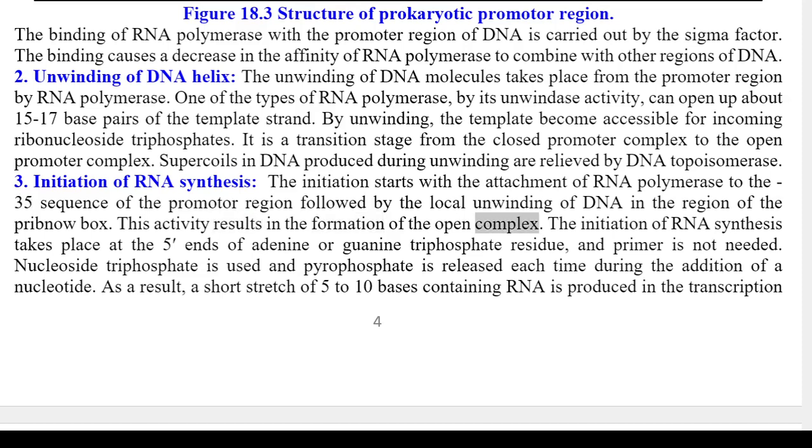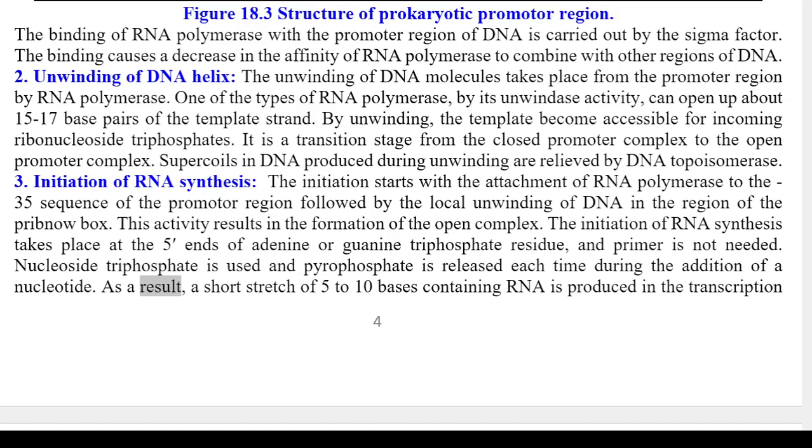The initiation of RNA synthesis takes place at the 5' end of adenine or guanine triphosphate residue, and a primer is not needed. Nucleoside triphosphate is used and pyrophosphate is released each time during the addition of a nucleotide. As a result, a short stretch of 5 to 10 bases of RNA is produced in the transcription bubble. Now the RNA polymerase moves forward to start the next step of transcription, i.e., elongation. The event of leaving the promoter region by RNA polymerase is called promoter clearance.